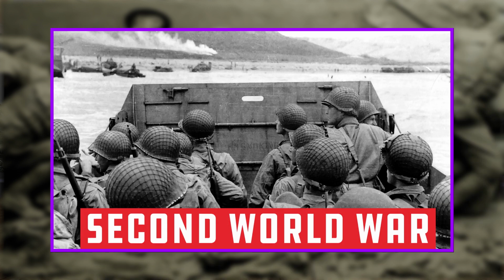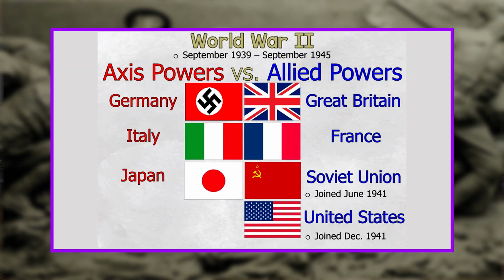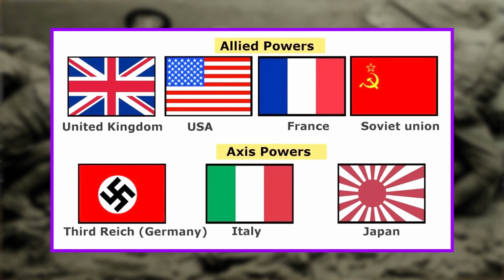The Second World War was the biggest and deadliest war in history, involving more than 30 major countries. The war had two military alliances against each other, the Axis powers and the Allied powers. The Axis powers included Italy, Germany, and Japan. The Allied powers, on the other hand, were England, France, Russia, and the United States of America.